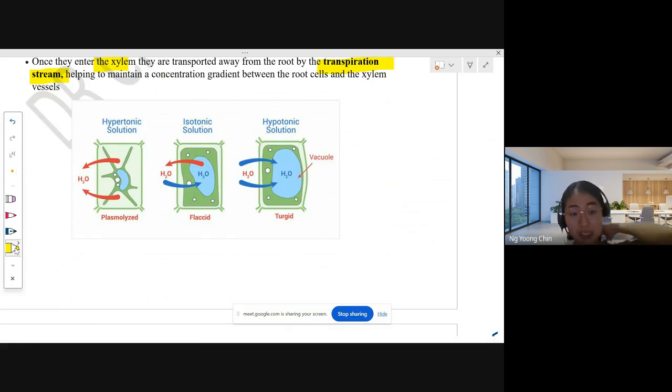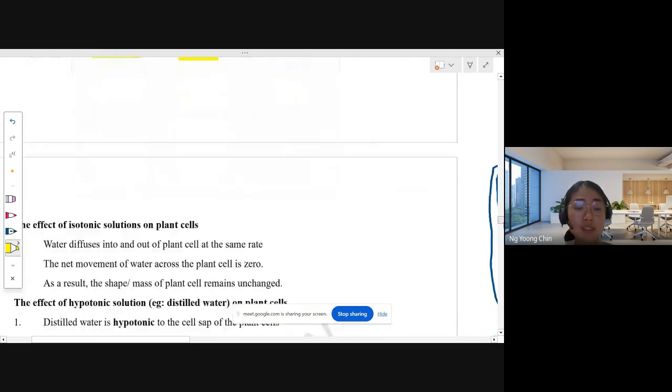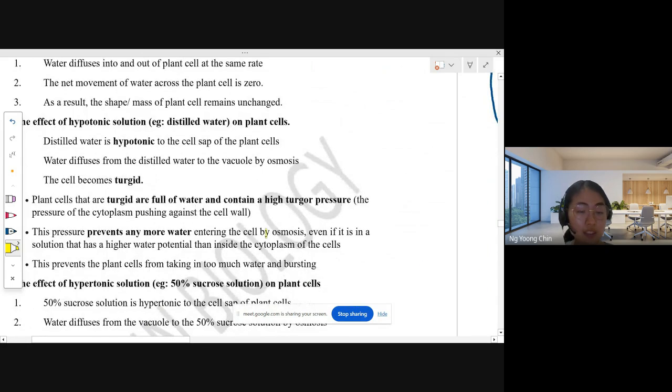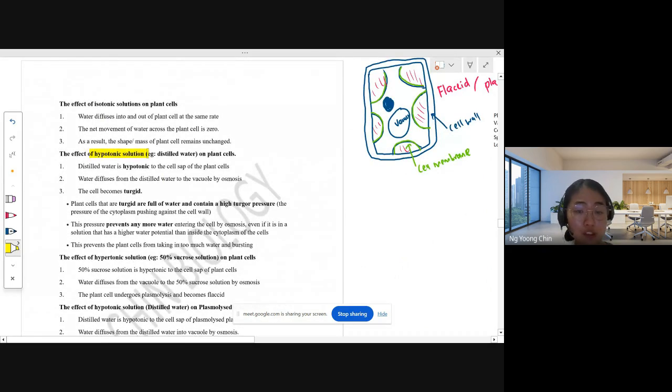So remember the terms for describing a turgid plant, a flaccid plant, and also a plasmolysed plant, based on the type of solution. The effect of hypotonic solutions on the plant cell: please remember that distilled water, or pure water, is always hypotonic to the plant cell. So it will cause water to diffuse from the distilled water into the vacuole of the plant cell by osmosis.